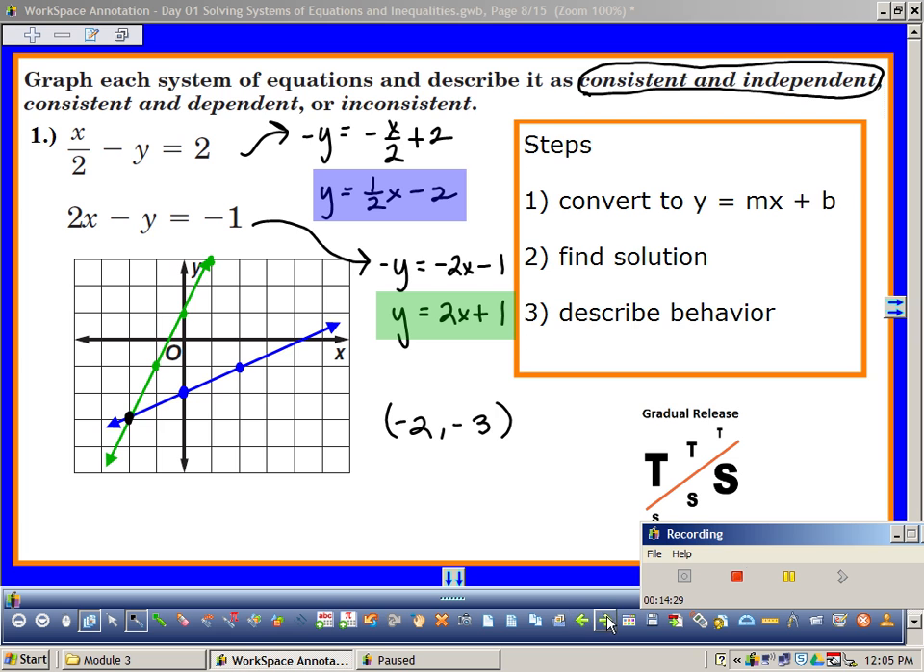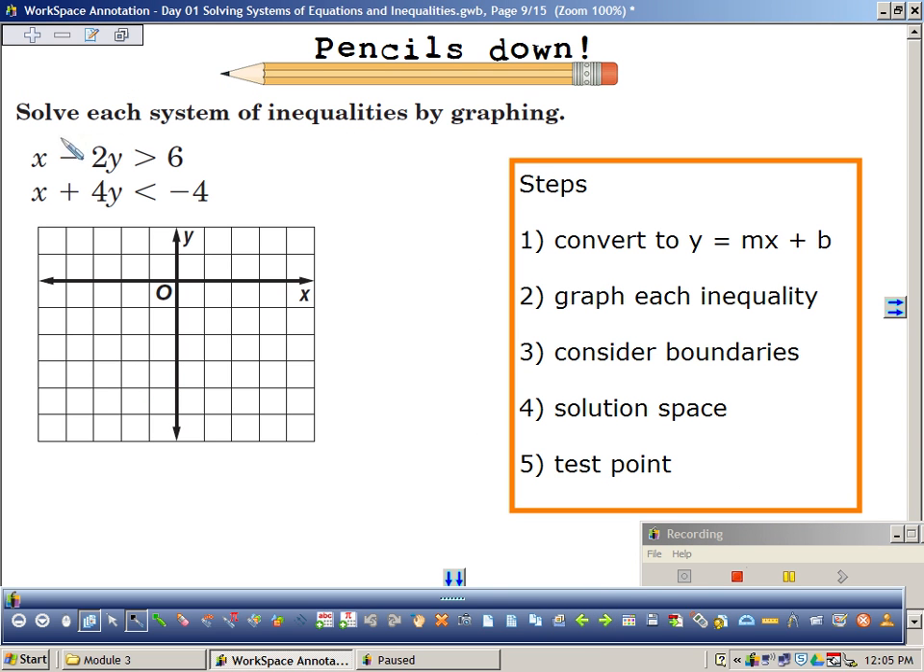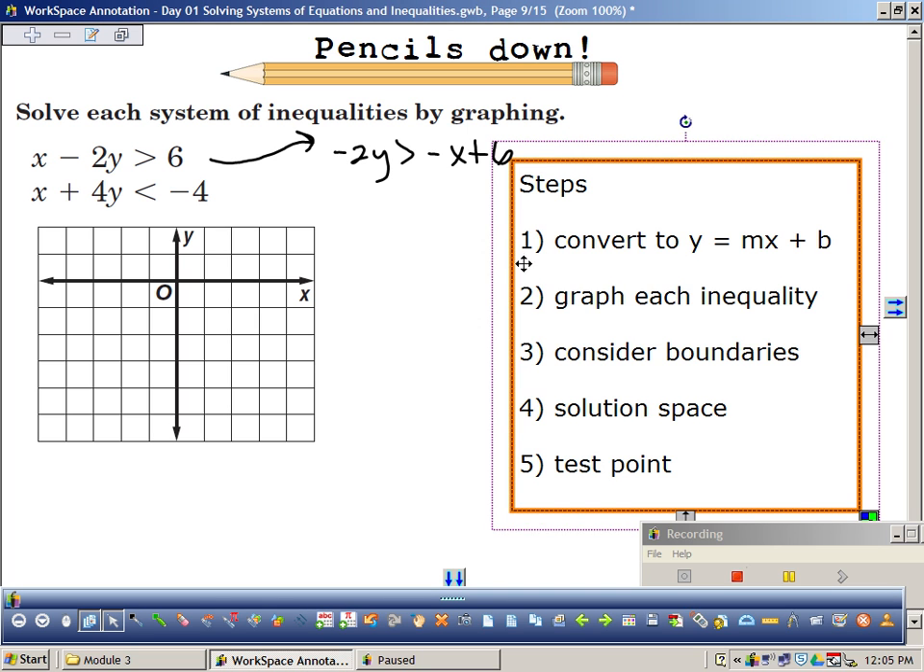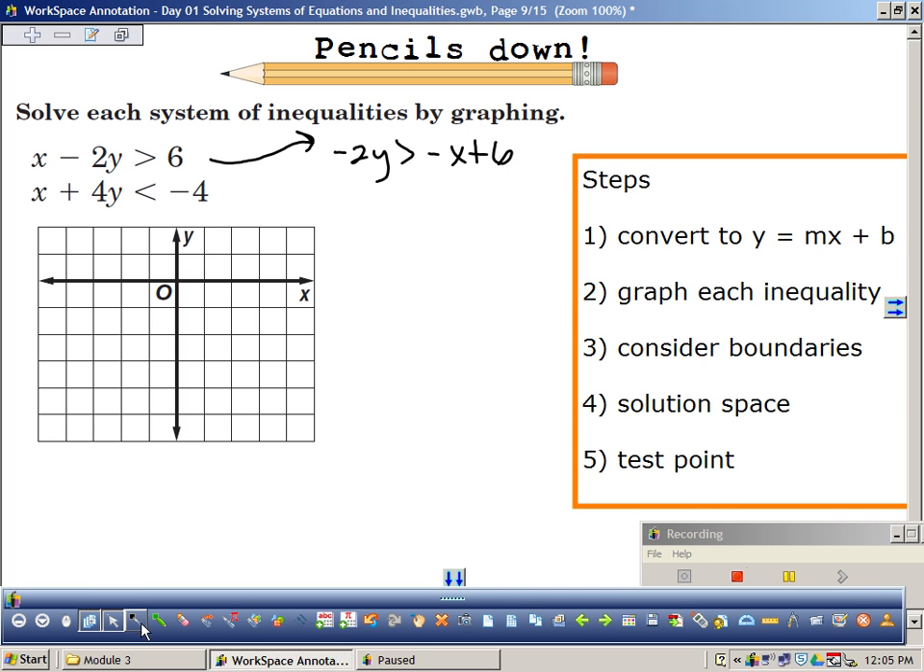All right, moving on. All right, solve each system, pencils down. Watch me do the first one. So the first thing I'm going to do is I'm going to put this into slope-intercept form. So this first one is going to be negative 2y is greater than negative x plus 6, correct? Then I'm going to divide those sides by -2.